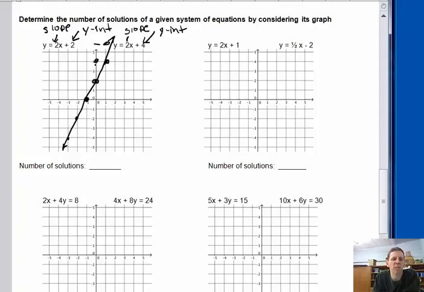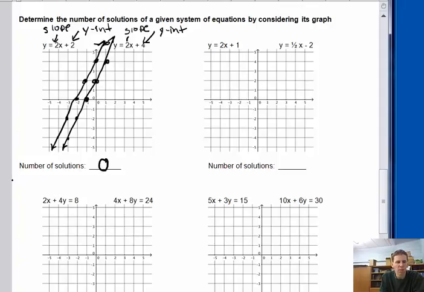But if we continue this process of going down 2 over 1, we're going to continue to see these points, and I feel like I'm close to this other line, but I'm not actually touching it. In fact, I'm never going to touch this other line. These lines are parallel. They're parallel because they have the same slope, which means that these graphs will never share any points in common.